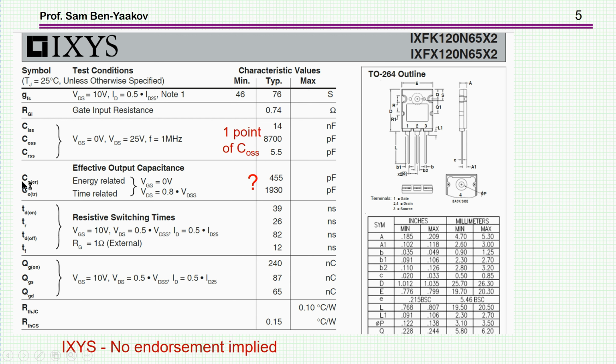But then there are two more capacitances which are defined here, two additional parameters. One is C sub O, it's hard to see, let me read it out. C sub O and parentheses ER, it's energy related. And then there is C sub O, output capacitance, TR, time related. One is 455 and one is 1930 picofarad. Well, what are these? In order to understand it, we have to talk a little bit about nonlinear capacitors.